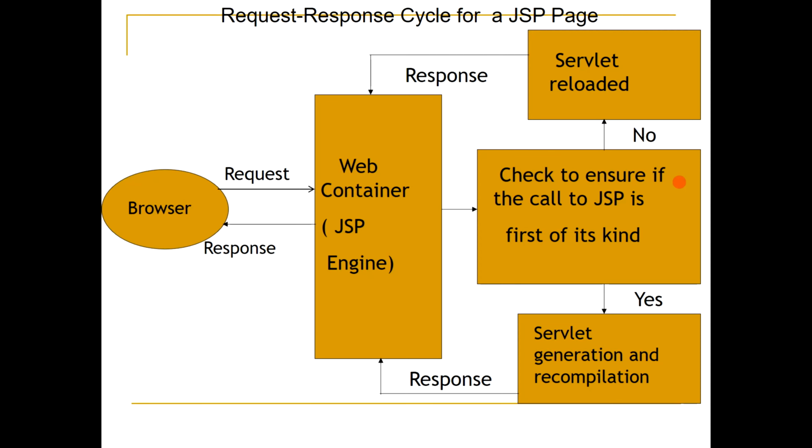So here is the JSP page request response lifecycle. There is a browser, which is our client. It sends the request to the web container. The web container contains the JSP engine. Now when the request comes, it will check whether the call to the JSP is the first of its kind or not. If yes, then servlet generation and compilation will be done and the response will be sent back to the web container, and if not, then the servlet will be reloaded and the response will be sent back to the web container, and accordingly the response will be sent to the client, which is our browser.